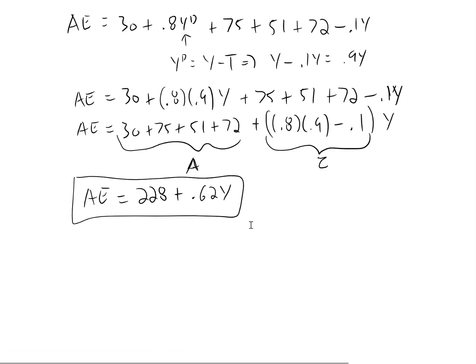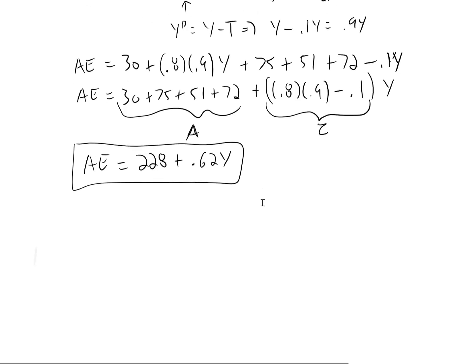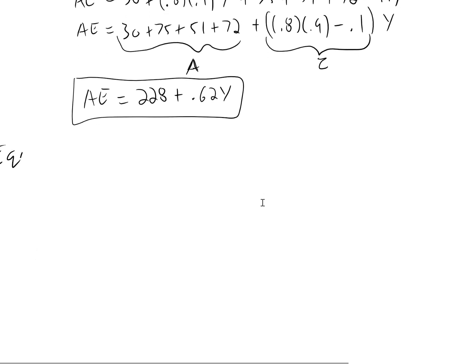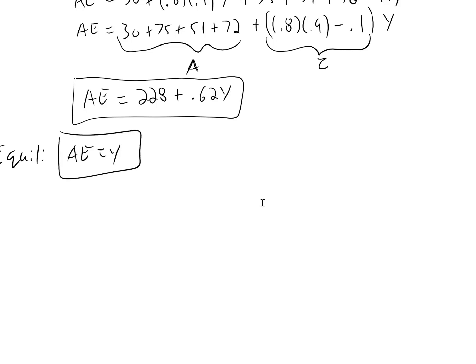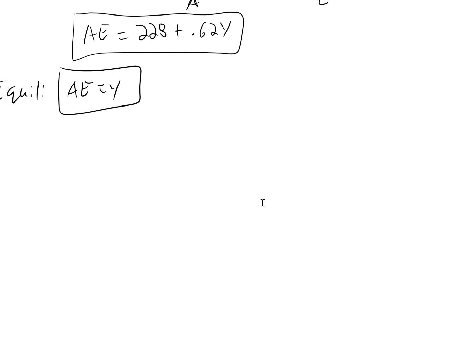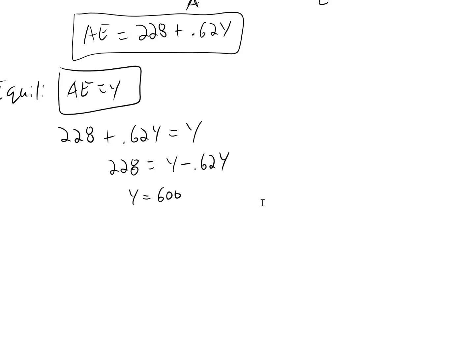So if we go back to our OneNote here, equilibrium is AE equals Y. That's our equilibrium condition like we just talked about. So I'm going to reverse them a bit, but 228 plus 0.62Y equals Y. 228 equals Y minus 0.62Y. If we solve for Y, we're going to get 600. So it's just invoking the equilibrium condition and solving for it.